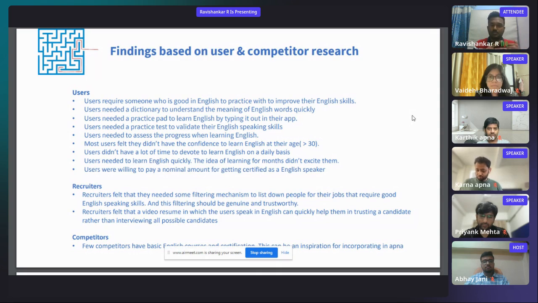Most users didn't have the confidence. They didn't have a lot of time to devote. They needed to learn English quickly. And they were willing to pay even a nominal amount to get certified. This is from the user's perspective.